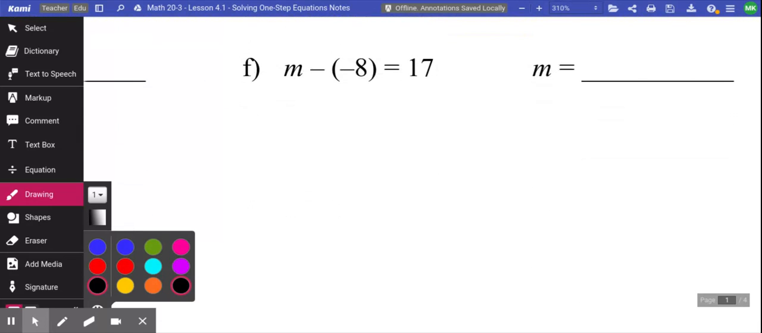F. F has that double symbol again. So the first thing I do is I recognize there's 2 negatives. 2 negatives become a positive. That means this is m plus 8 equals 17.